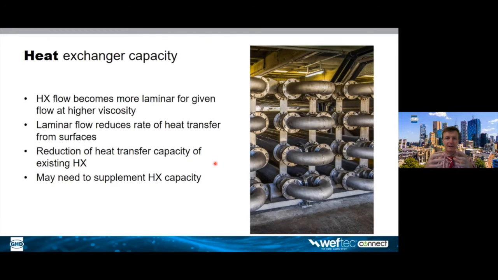So heat exchanger capacity is obviously significantly affected by the flow regime of the sludge side, and as the viscosity increases in the sludge, the flow on the sludge side is more likely to become laminar in nature. This laminar flow regime would result in a very significant reduction in the heat transfer capacity for the heat exchanger, and would lead to the need to either upgrade the existing systems if they're being retained, or if it's a brownfield project, or the need to add supplementary or additional heat exchange capacity.